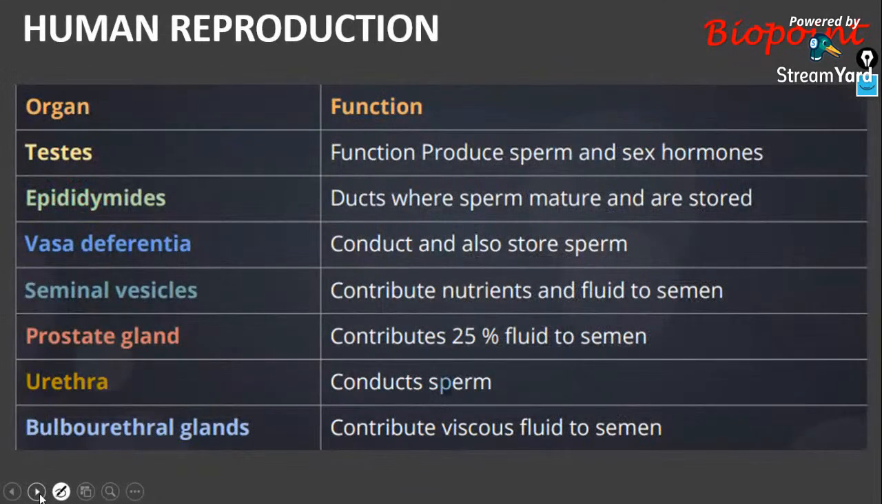So take a screenshot, everybody, especially all the 10th standard students. I need each one of you to copy this down in your notebook. Copy the functions of each one of them: testis, epididymis, vas deferens, seminal vesicle, prostate gland, urethra and bulbourethral gland. If this is a question for your board, you have to write the answer for the same. Clear? Perfecto.